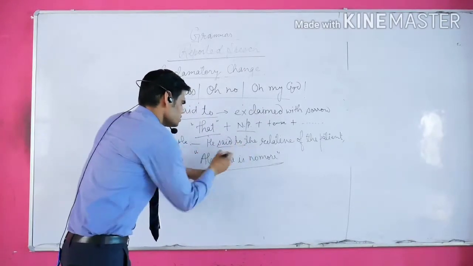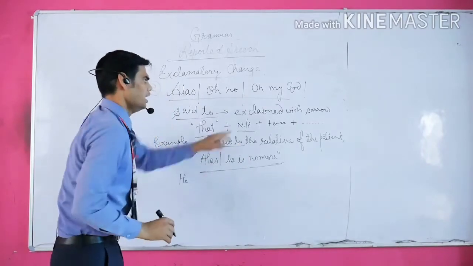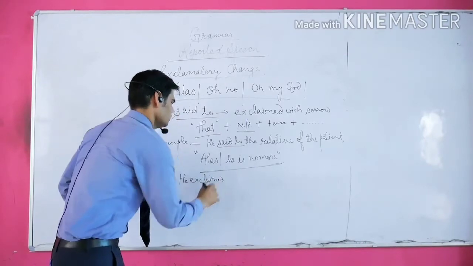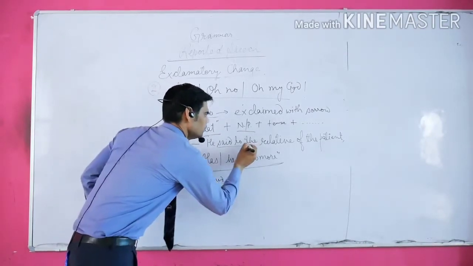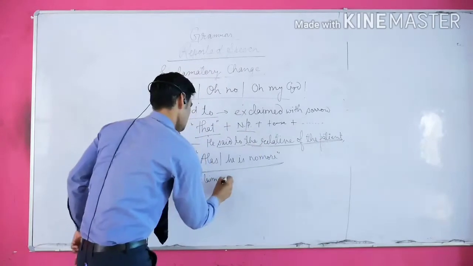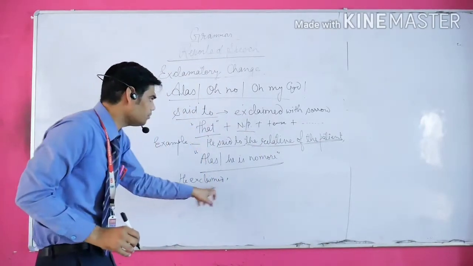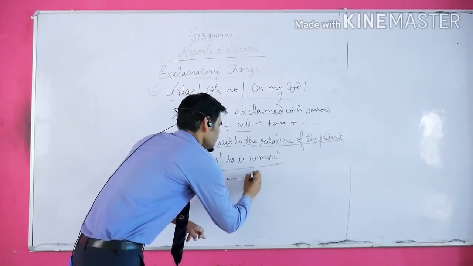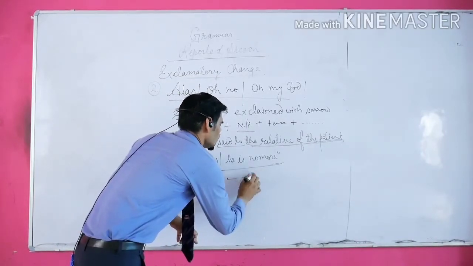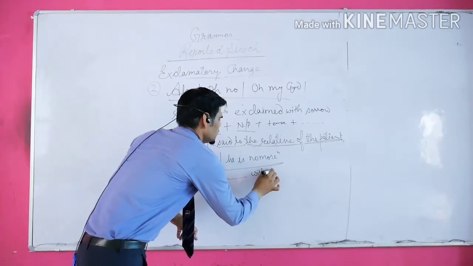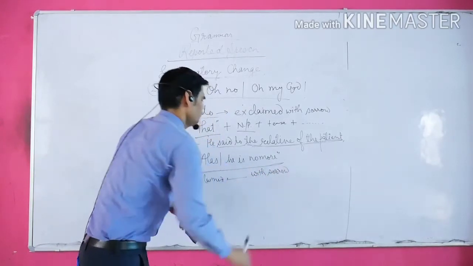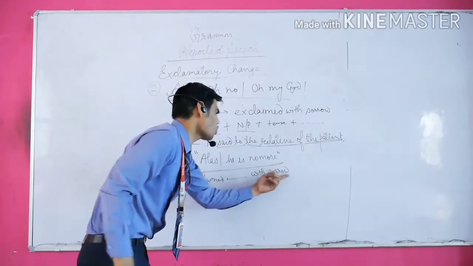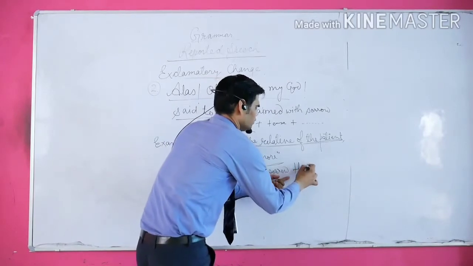Now we will change this. He exclaimed, he exclaimed the relative of the patient, as it is we will write down here: he exclaimed the relative of the patient, and then we will write with sorrow, with sorrow, that as a connective word.